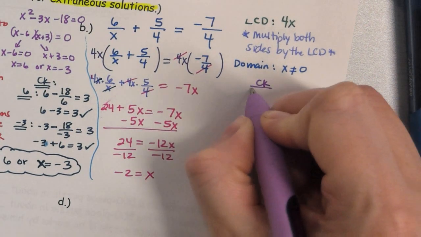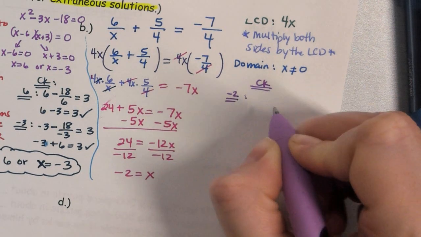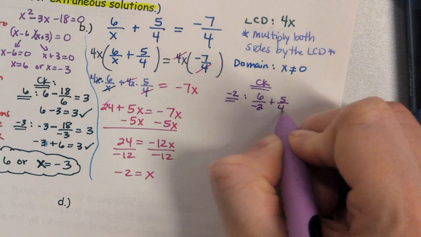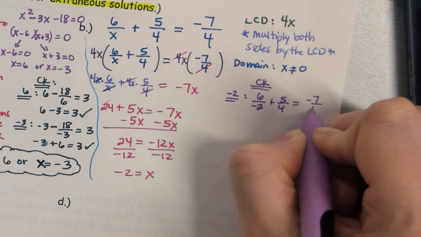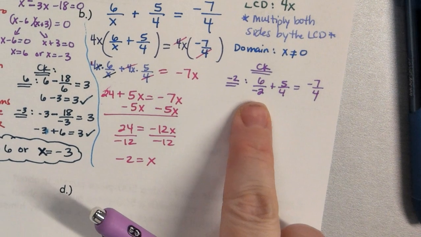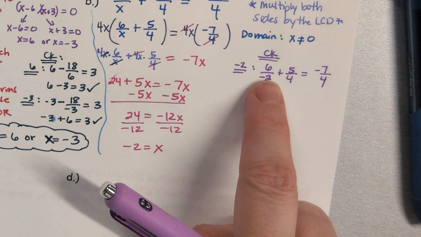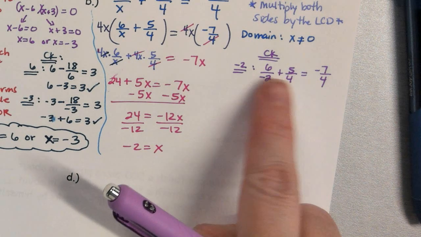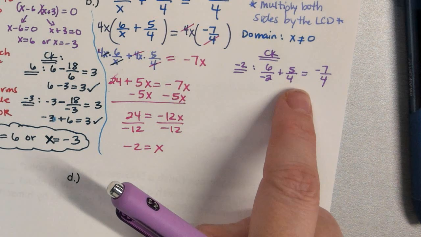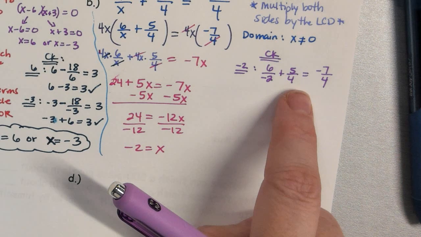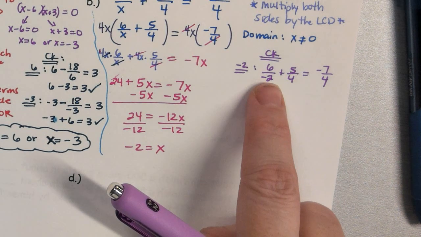Okay, so when we check the -2, we have 6 over -2 plus 5 over 4 equals -7 over 4. So the best thing to do in this situation is not to simplify this to -3, but see how the denominators are all 4? Let's make the denominator 4 so we can compare them. So what could I multiply this by to get to 4?